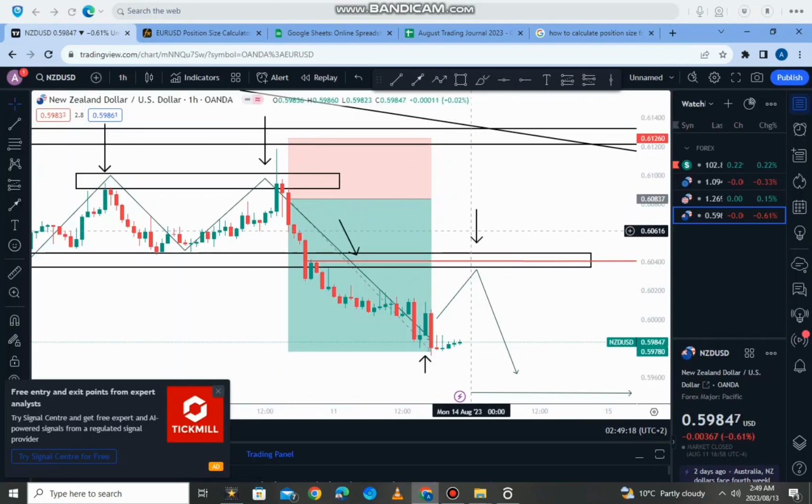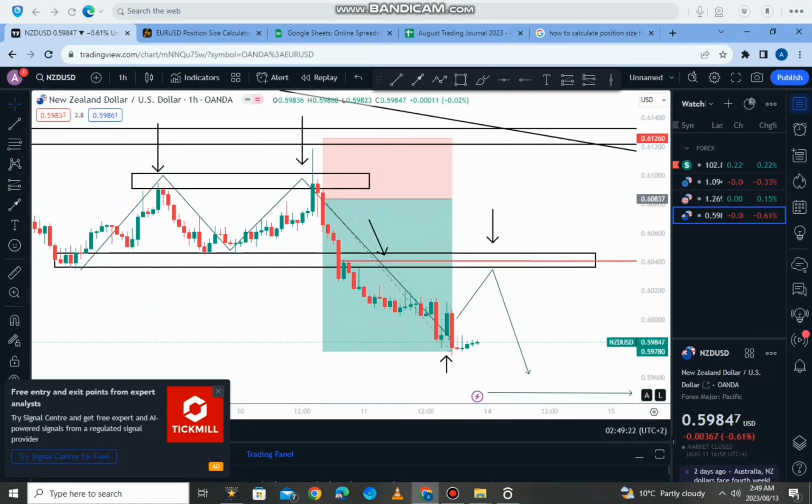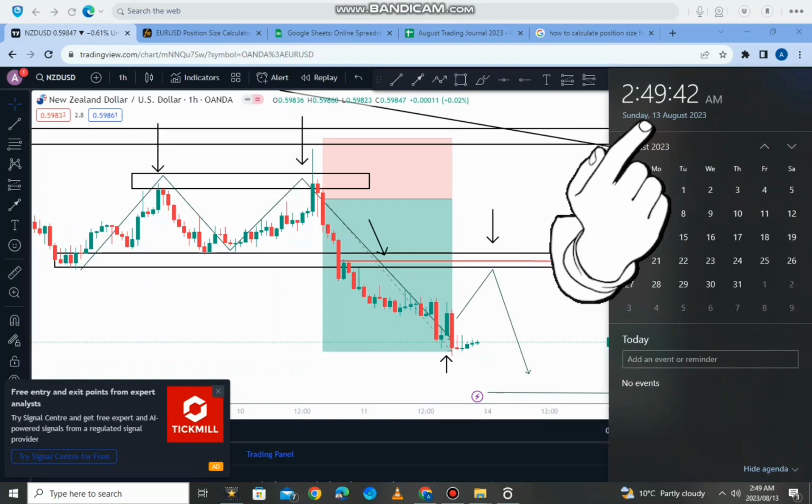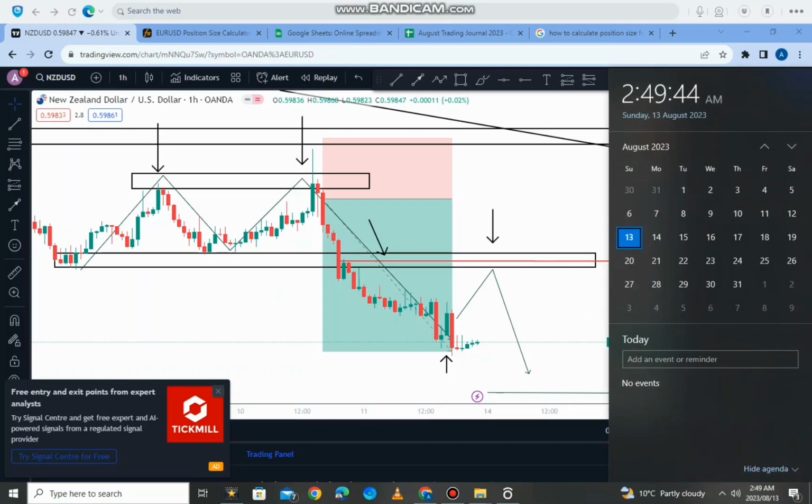If we go to my charts here, we are looking at the New Zealand dollar USD. As you can see, beautiful trade there that we smashed take profit on a Friday. Now, it's a Sunday today, the 13th of August, 49 minutes past 2 in the morning. And I'm back with another banger.